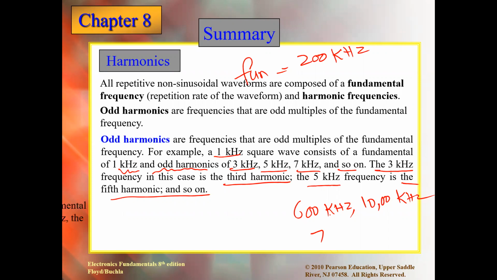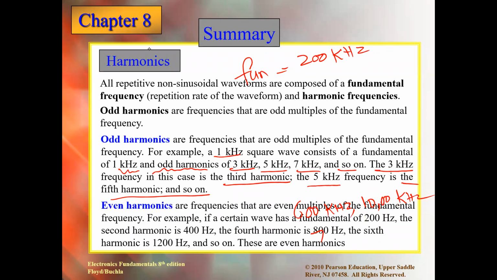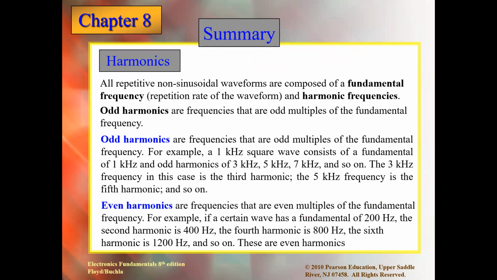Now you look here, what is an even harmonic? So even means an even multiple of the fundamental frequency. For example, the fundamental frequency is 200 hertz. So what will be the second harmonic? Multiply by 2 with the fundamental, you will be getting this. If I ask you the fourth harmonic, 4 multiplied by 200. If I ask you the sixth harmonic, 6 multiplied by 200. So this way we can have even and odd harmonics. Now hope it is clear what is odd harmonics, what is even harmonics.